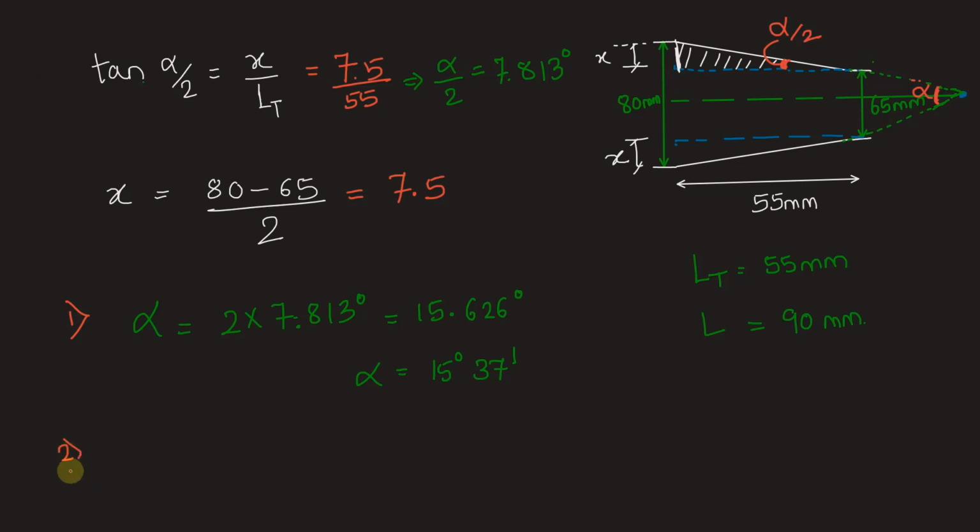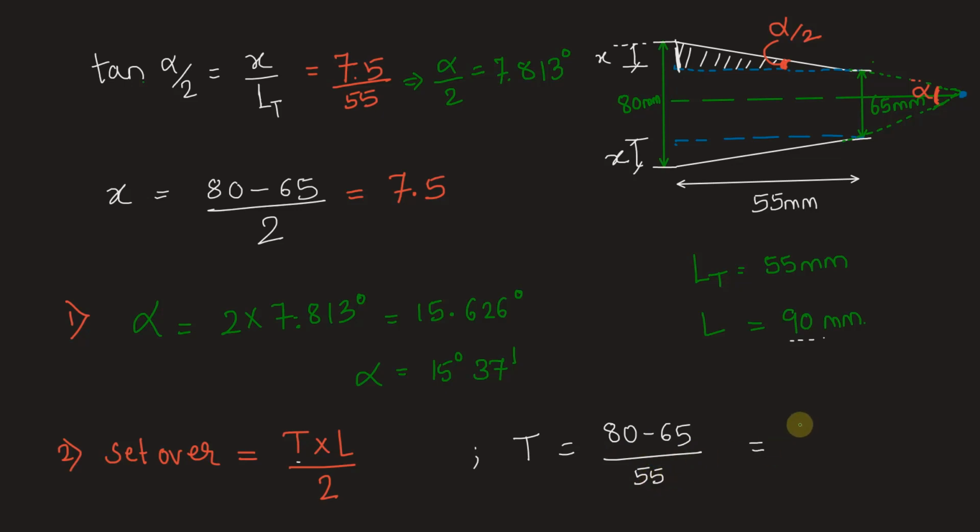We have to also find out the setover. So setover is being defined as rate of taper T into length of the complete shaft divided by 2. So length of the complete shaft is known to us, 90 mm. We need to find out the rate of taper T. Rate of taper T is given as the difference between the diameters, 80 minus 65, divided by length of the taper, that is 55. This is calculated as 0.273.